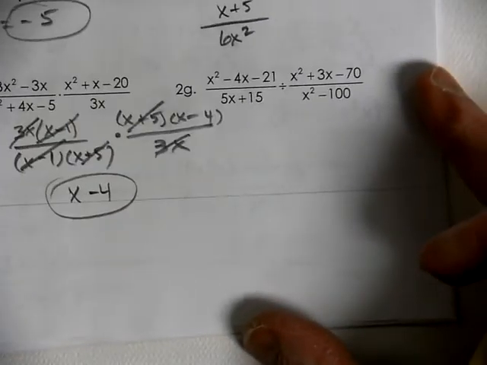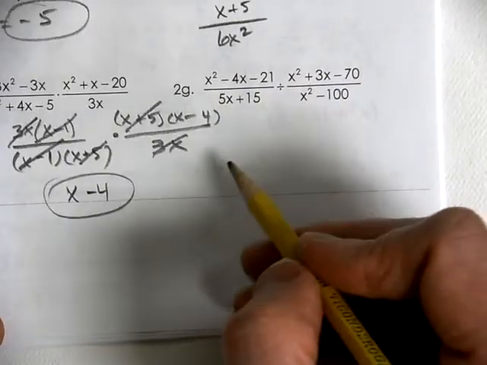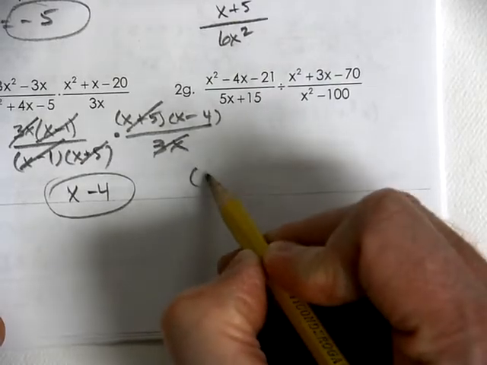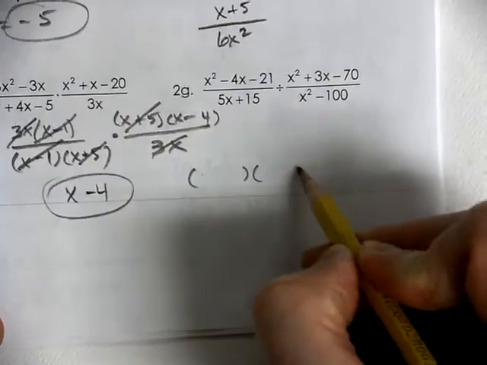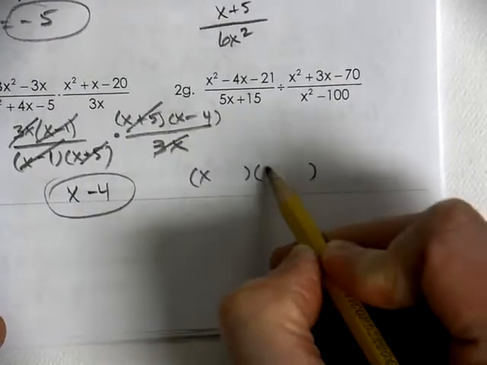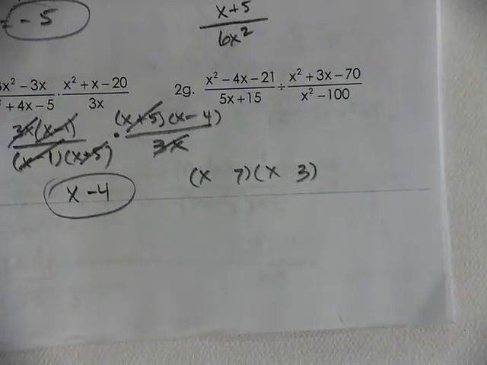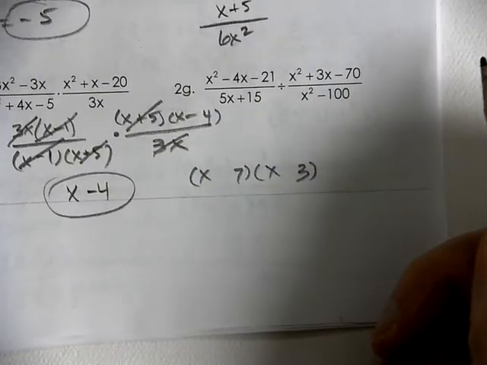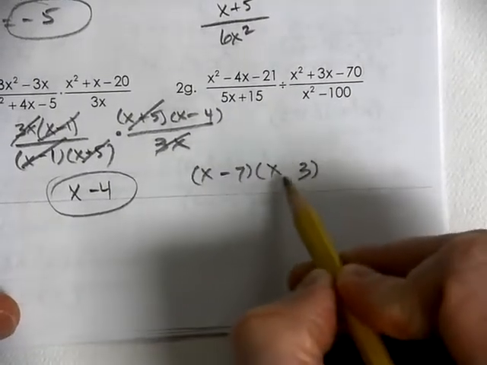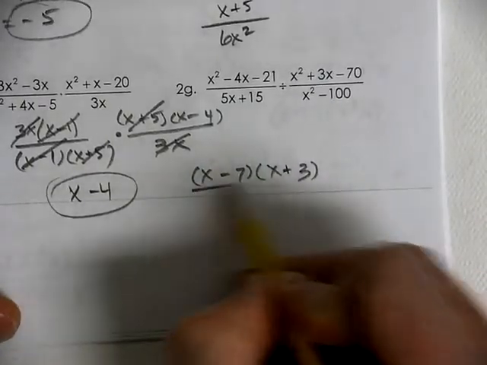Now this last one is division. It doesn't affect how we handle the first fraction at all. The first fraction is going to be broken down into two binomials. What multiplies to be 21 and adds to be 4? Negative 4, so you know the 7 has to be the negative.